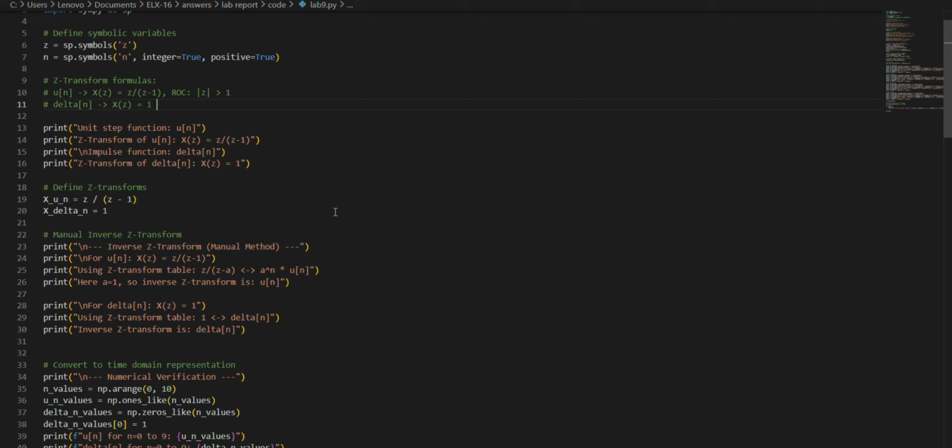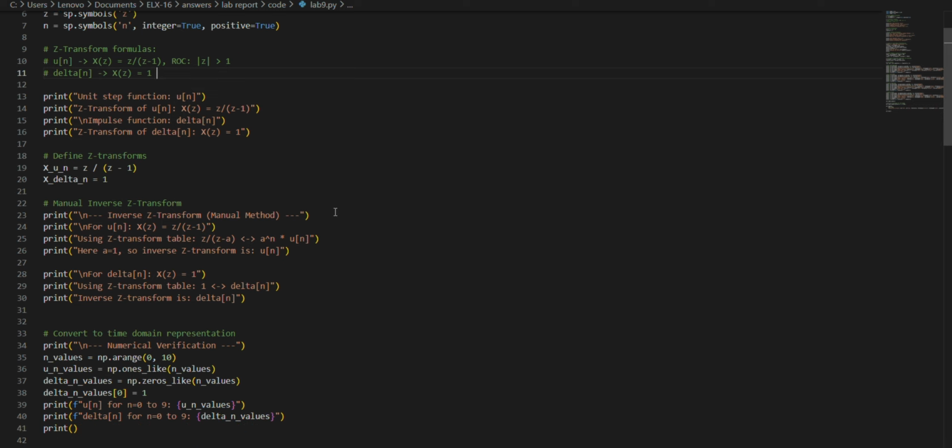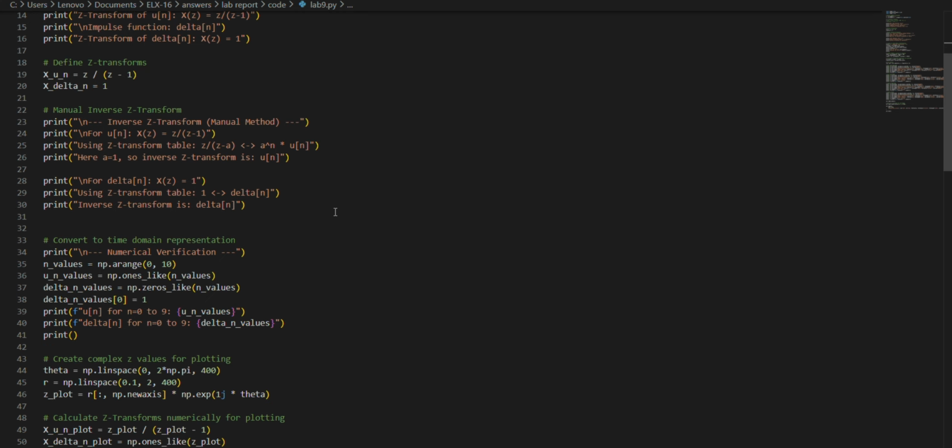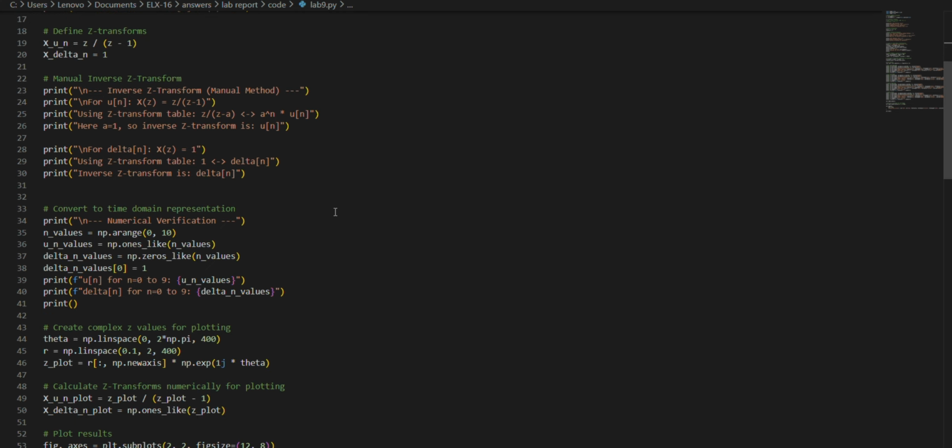I then demonstrate the inverse Z transform manually by referring to Z transform pairs from the table. For u of n, since the form matches z over z minus a, we identify a equals 1, which directly gives us u of n as the inverse Z transform. For delta n, the inverse Z transform of 1 is simply delta n, confirming the time domain representation.